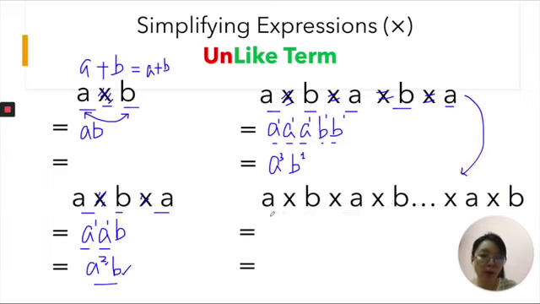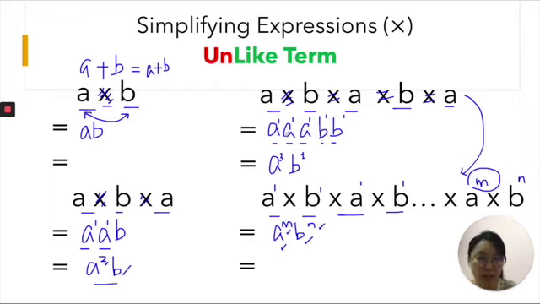Next one. What if I have A times B times A times B times A times B? A appears for M times and B appears for N times. What should I do? I can gather all the A's together, and if I count straight away until M, I can put A repeating for M times, and B repeating for N times. So my answer is A to the power of M, B to the power of N.